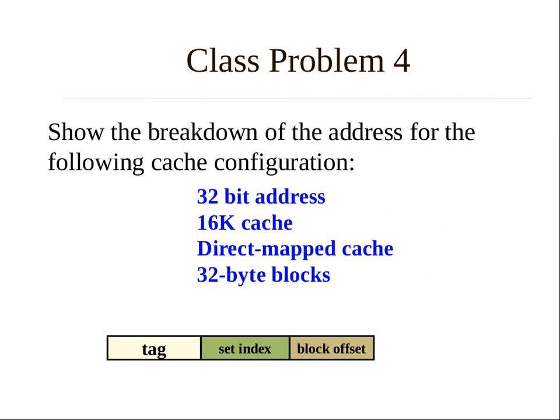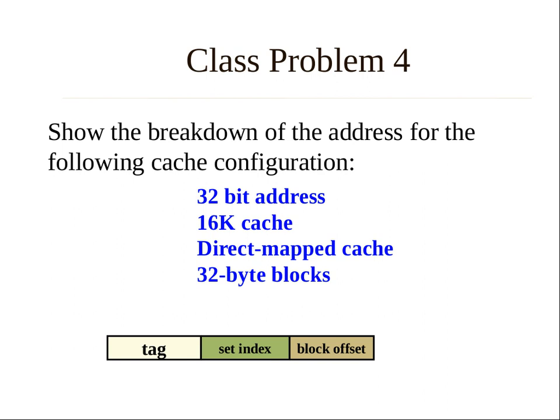When you do this, start with your block offset because that's the easiest. If you have 32 byte blocks, what must your offset be? 5 bits. 5 bits, great. Okay, now things start getting a little complicated. So your block offset's 5, you have 32 bytes per block, and you have a 16K cache. How many cache lines are there going to be?